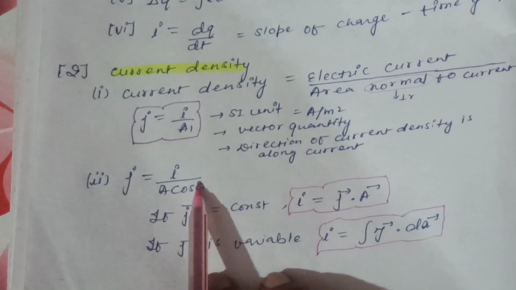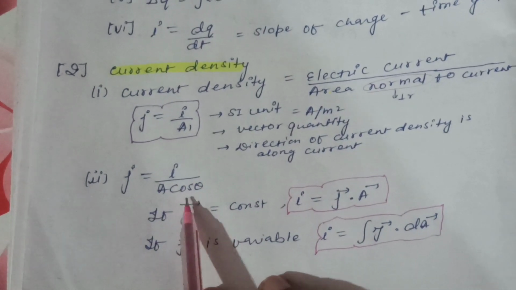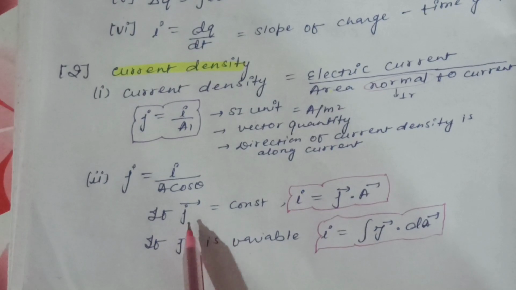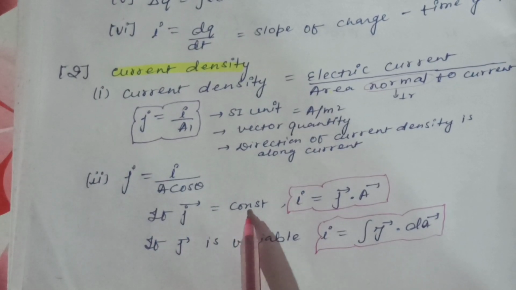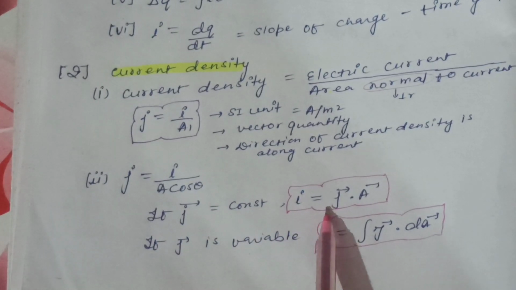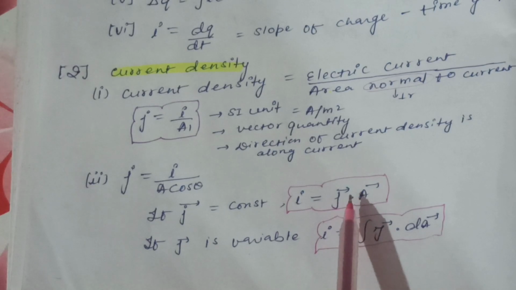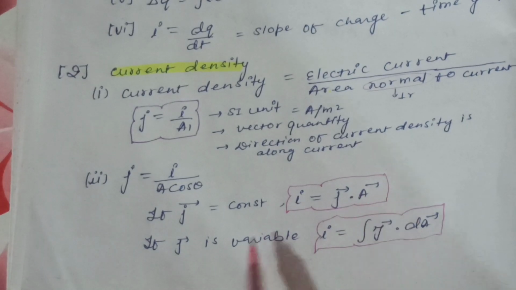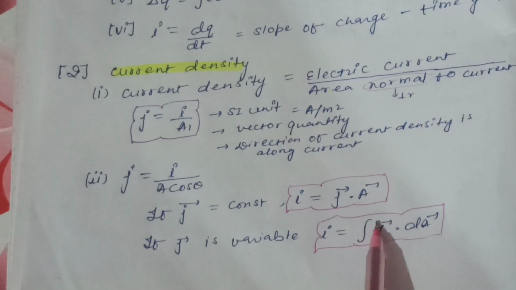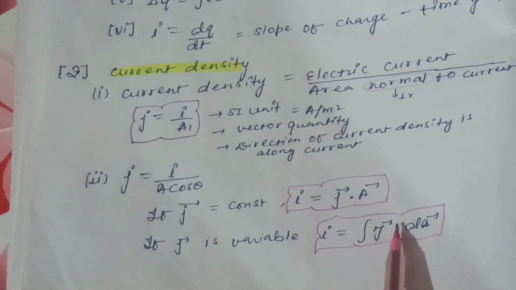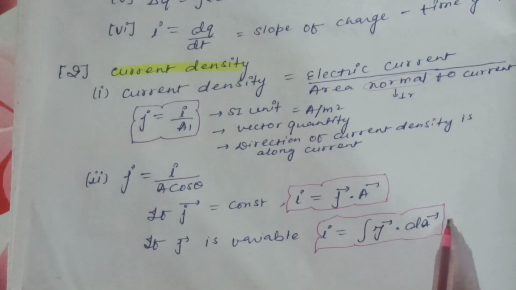J is equal to I upon A cos theta if the J vector is constant. I is equal to J vector dot A vector. If the J vector is variable, I is equal to the integral of J vector dot dA vector.